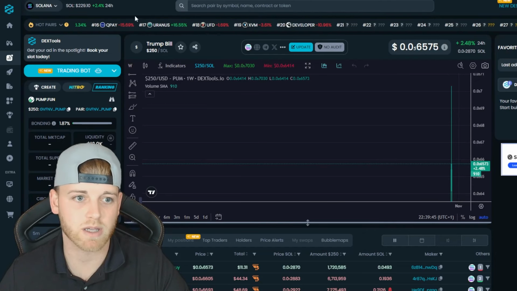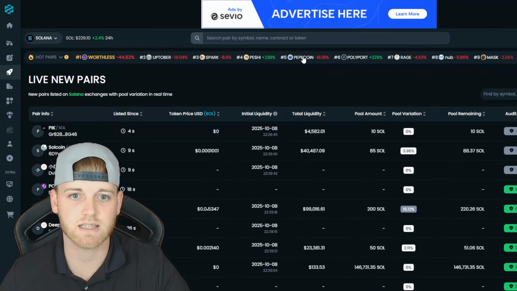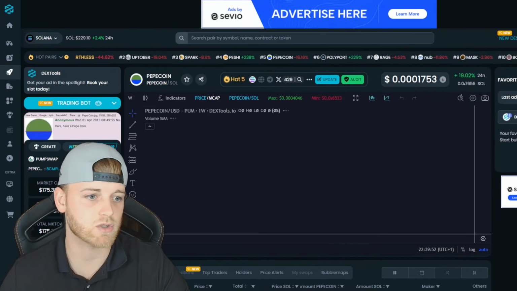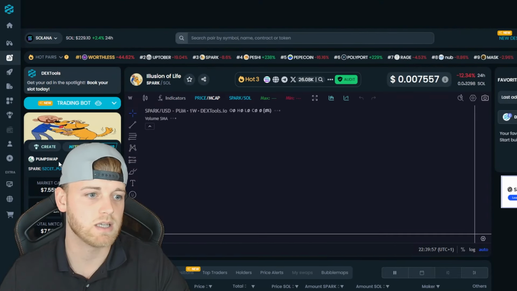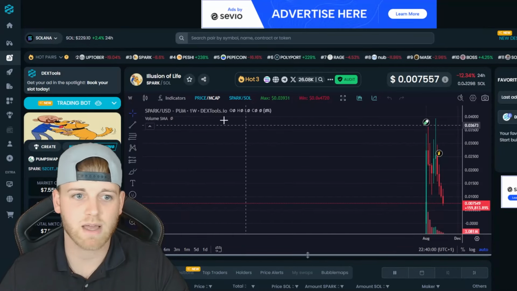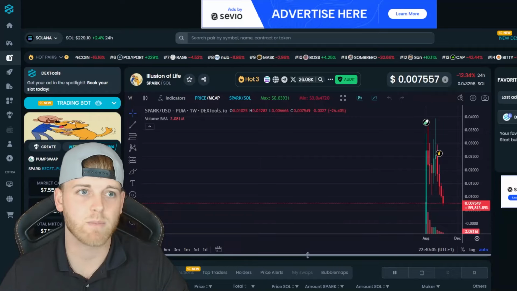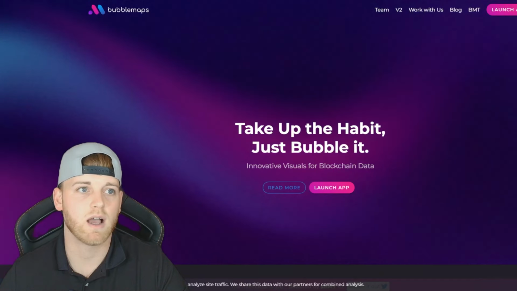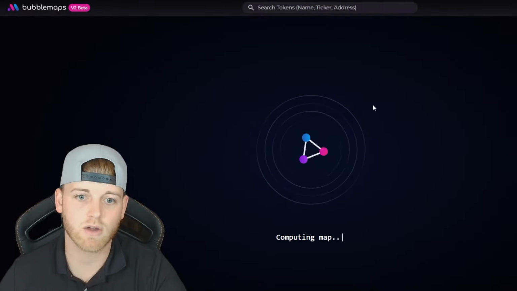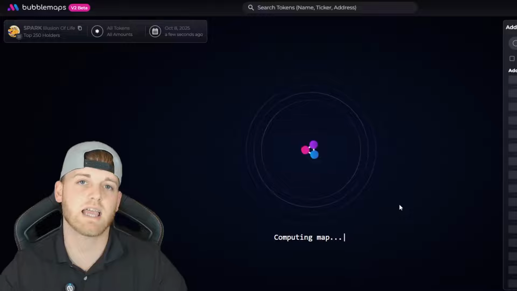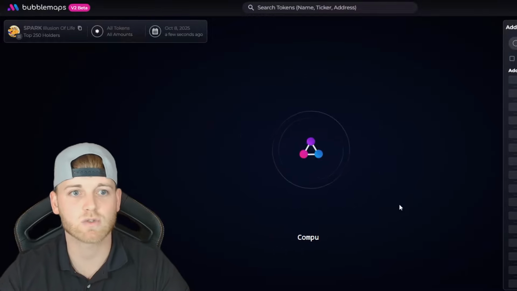Obviously a pretty bad example because this is a brand new token. So let's go to live new pairs, and let's do Pepe coin, for example, something that's trading at only a 175k market cap, so let's do something bigger. Spark, $7.55 million market cap, that's probably a better one there. So we copy the address from this, and then we paste that over into Bubblemaps here, and as you can see, there are loads of bubbles that come up, and this shows exactly the wallet distribution of this token and how it's been distributed out.